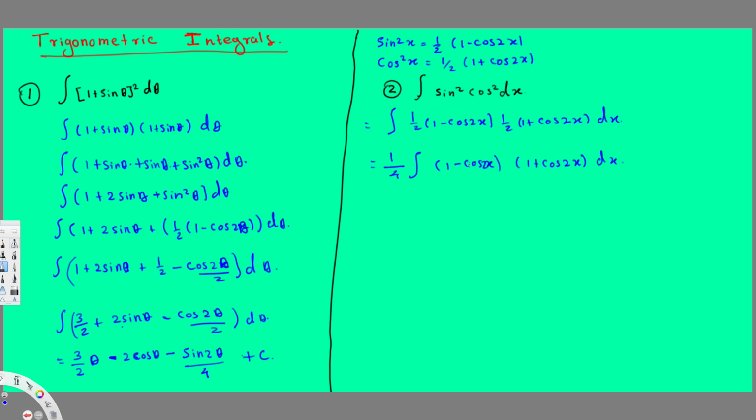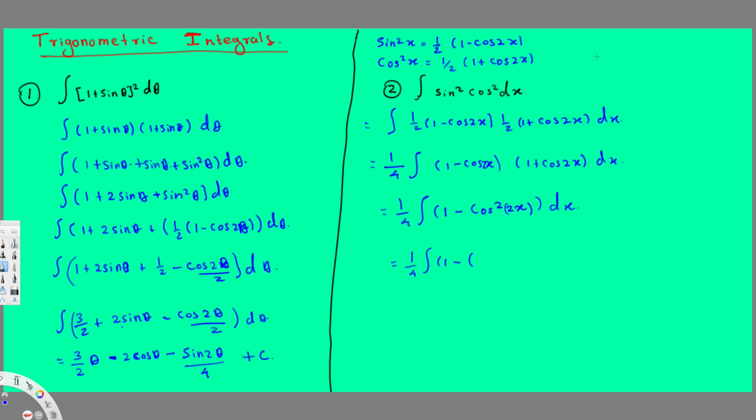This is like an (a plus b)(a minus b) pattern, so we know this is going to be a square minus b square. So this is going to be 1 over 4 integral of 1 square, that is 1, minus b square, that's going to be cos square 2x, dx, and then we do this one right here. We substitute this value, so this is going to be 1 over 4 integral of 1 minus cos square 2x.